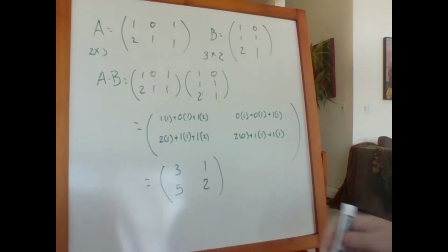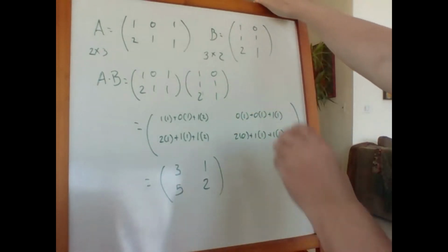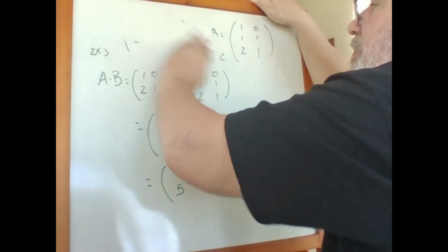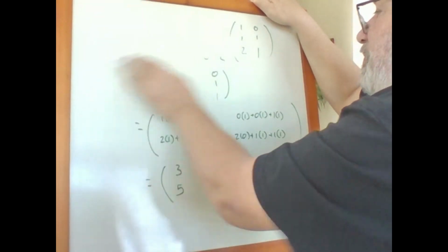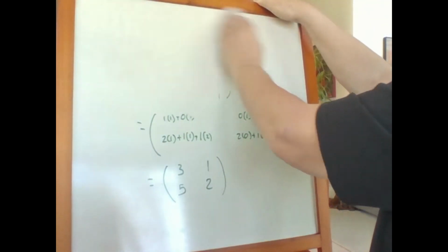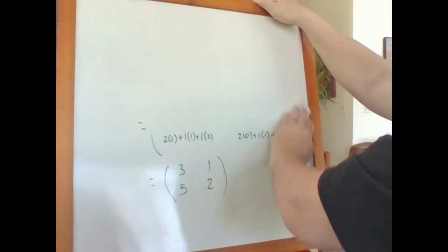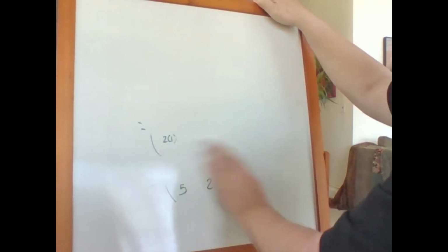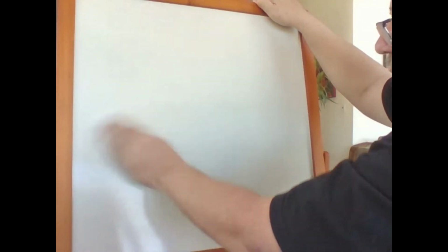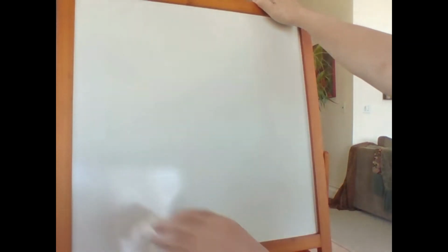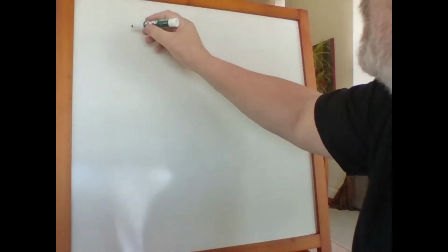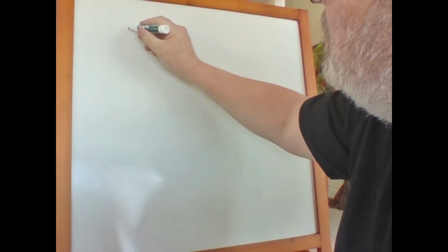Now, there's another element to matrices. We've taken a look at matrix multiplication, some examples of matrix multiplication. We have scalar multiplication, we have addition. We did addition, we did matrix multiplication. Now, we have something called transpose.